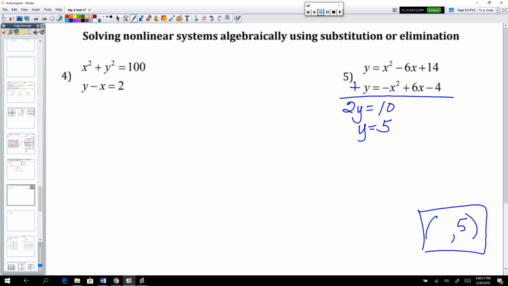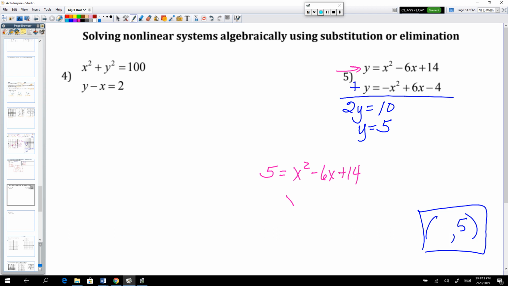So I actually only have one solution on this guy, and the y coordinate is 5. If I want to know the x coordinate, I will go ahead and take that and choose either function. It really doesn't matter which. Neither one looks any prettier than the other. So I'm going to take this one. I'm going to say y is 5 equals x squared minus 6x plus 14.